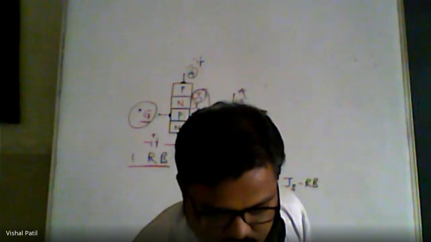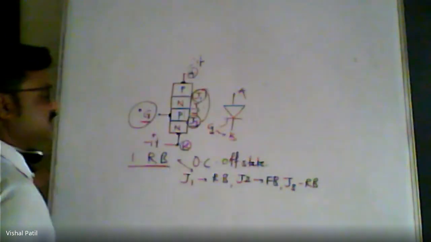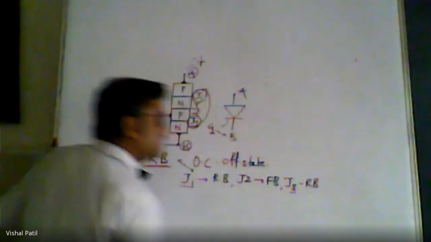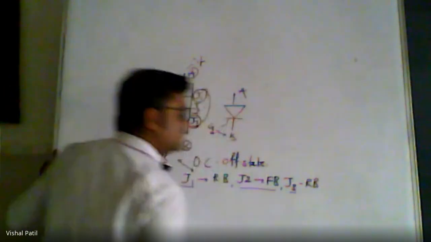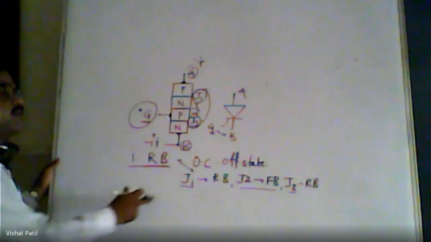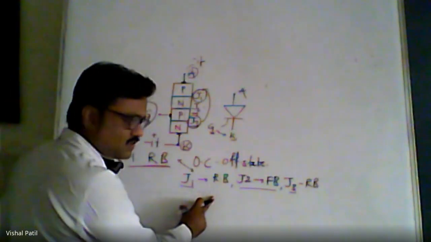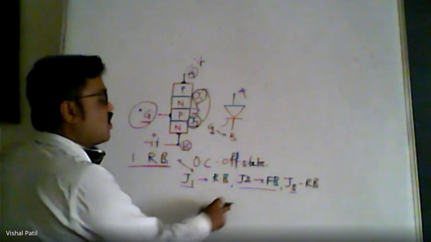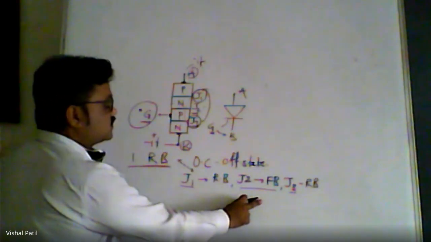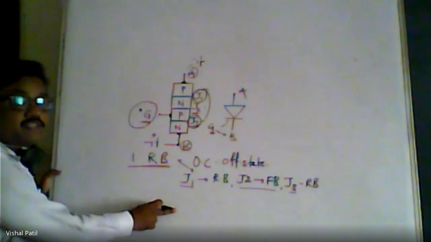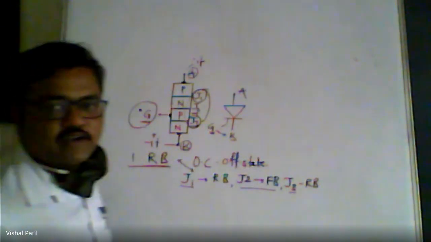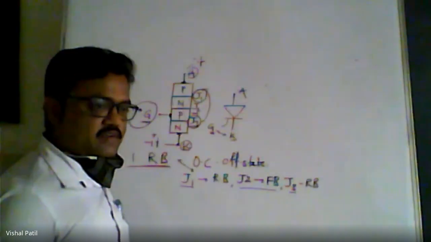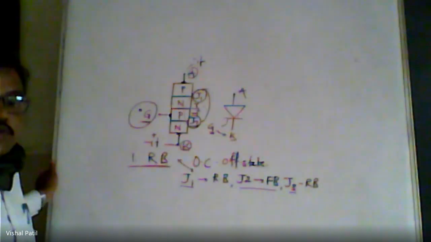We have two junctions, J1 and J3, which are reverse biased, and the only junction which is forward biased is junction J2. So the cumulative current is only reverse current, because two junctions are reverse biased and only one is forward biased. That current is very small, and because of that it is called reverse leakage current in the reverse blocking mode.